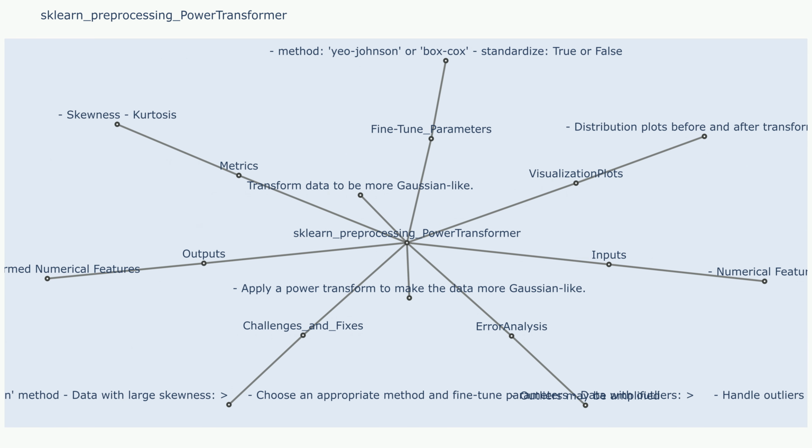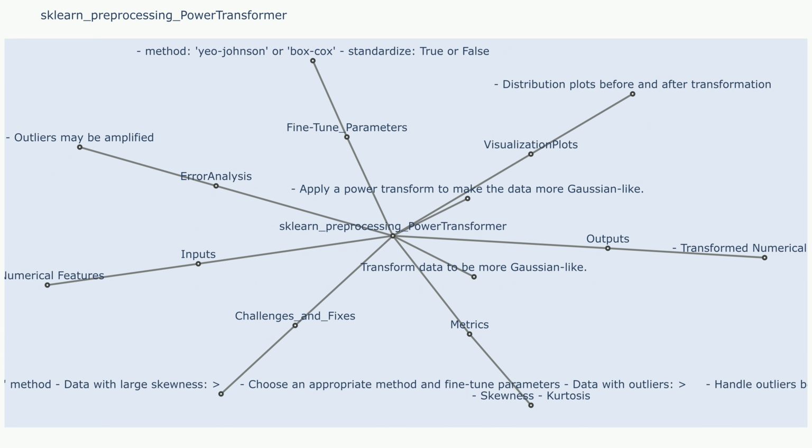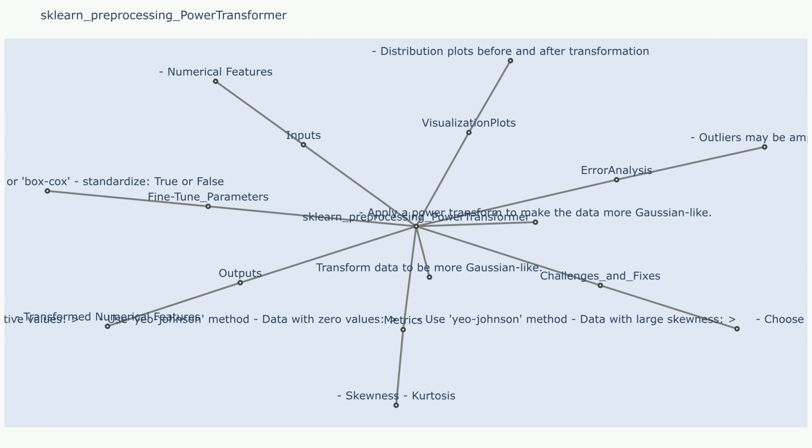Challenges and fixes. Challenge 1. Data with 0 or negative values. Sample use case. When using the Box-Cox transformation, features with 0 or negative values will result in errors. Fixes. Apply the Yeo-Johnson transformation. This method can handle both positive and negative values. Add a small constant. Adding a small constant to the features can shift them slightly above 0, allowing the Box-Cox transformation to be used.